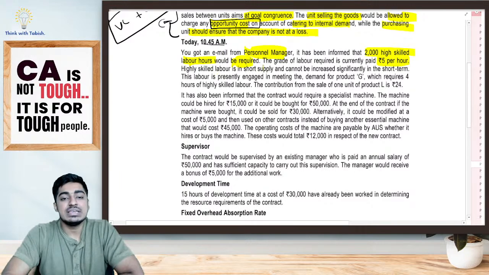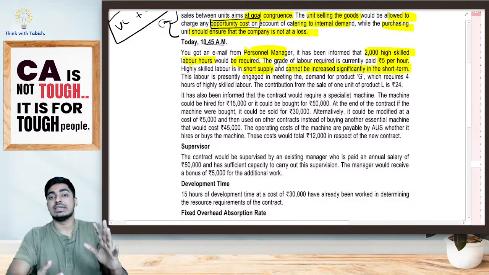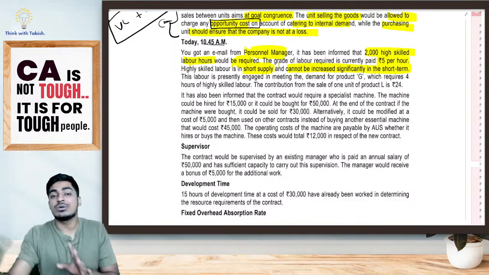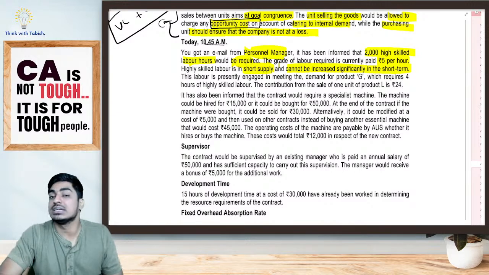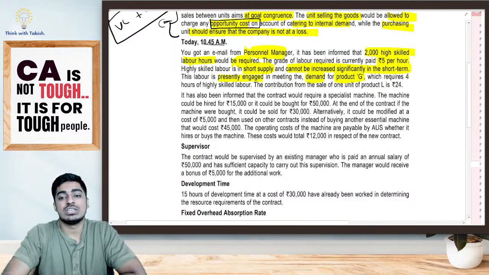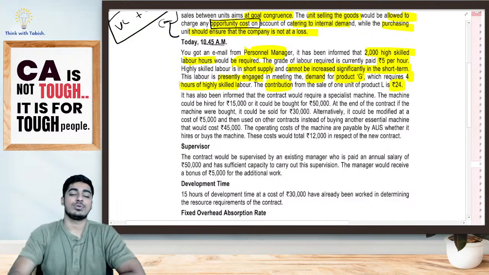Highly skilled labor is in short supply and cannot be increased significantly in the short term. What is the question telling? Yes, it is in short supply. There is no spare capacity and it cannot be increased. That means I cannot get casual employees who are highly skilled. The labor is presently engaged in meeting the demand of product G, which requires 4 hours of highly skilled labor. Contribution we would be getting was 24 rupees.